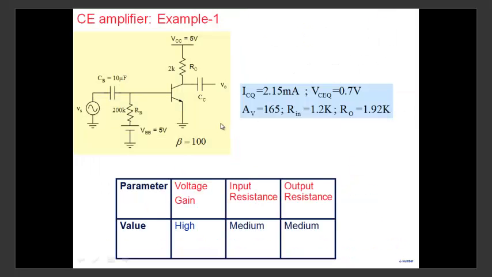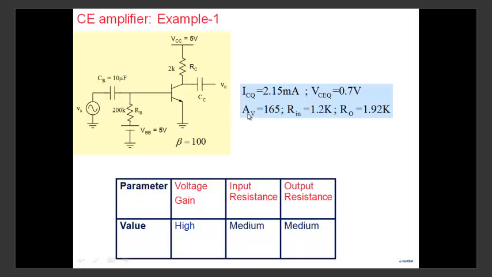So let me give you one design example. I took RB of 200K, RC of 2K, VCC of 5 volts, and beta is 100, and this is a 10 microfarad capacitor. For this bias, you can calculate it yourself: ICQ is around 2 milliamperes, VCQ is 0.7. We have really pushed it close to saturation. Saturation would be around 0.2 or 0.3, so it's close to that.